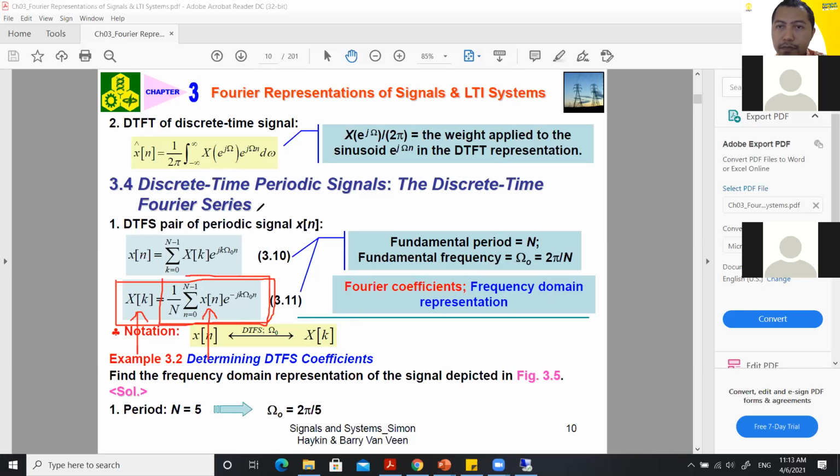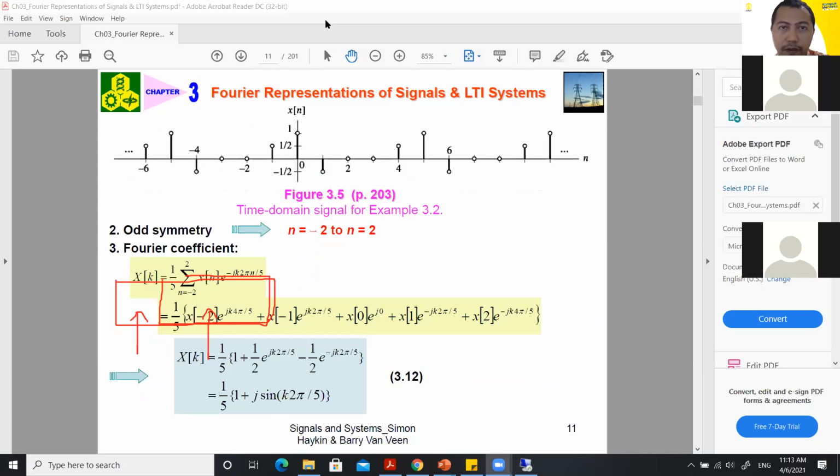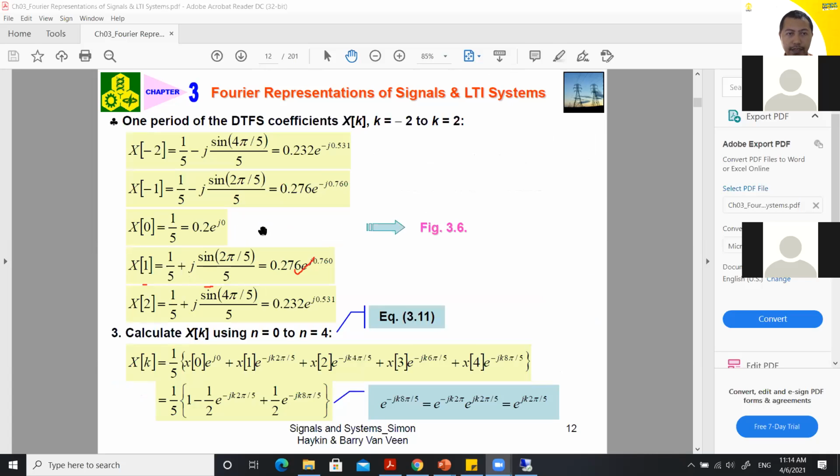And then we move forward. You can see here, this is the way of transforming from the time domain to the frequency domain using a formula like this. And then we got the result for k equal to minus 2 until 2, or in another way, when we use n from 0 to 4.